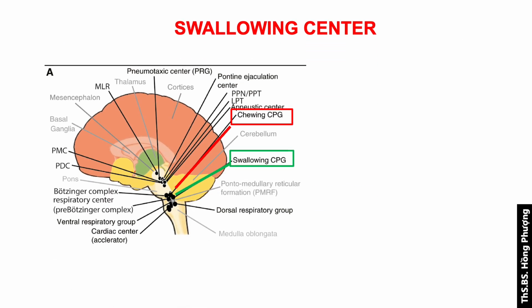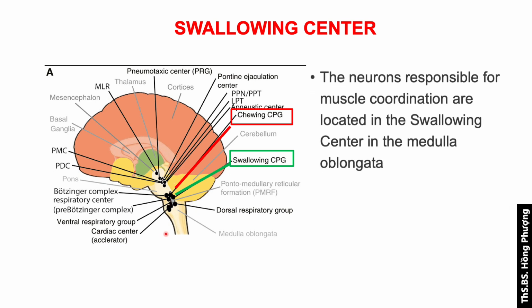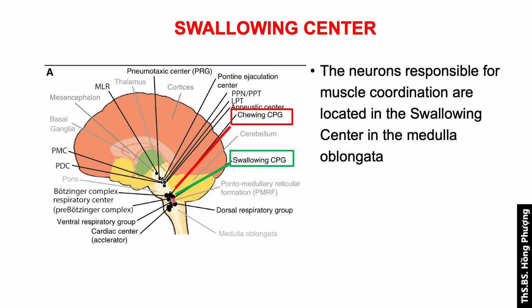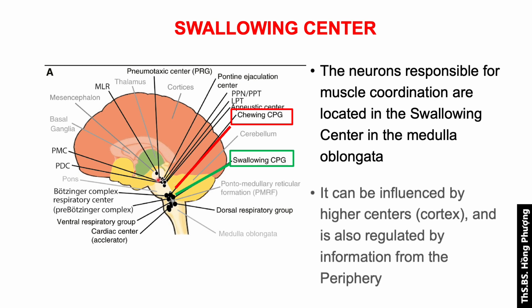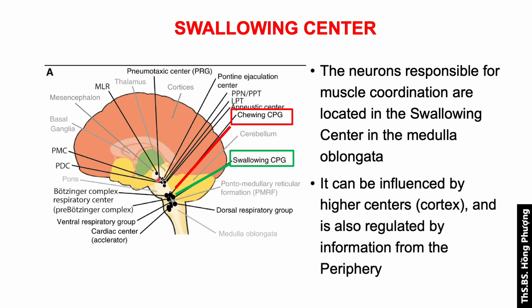The swallowing center is located nearby the chewing central pattern generator in the medulla oblongata. The swallowing center can be influenced by higher centers, especially the cortex, and it is also regulated by information from the periphery.